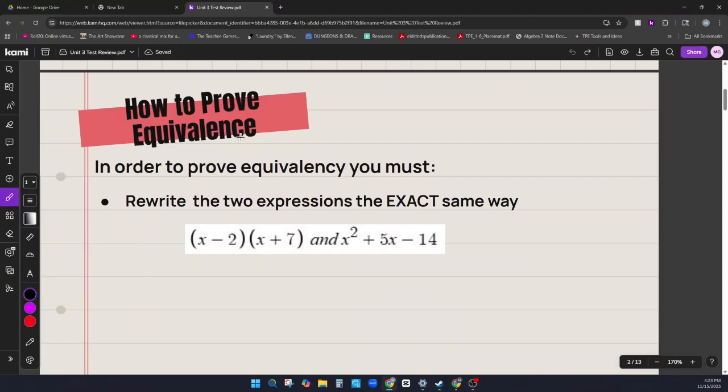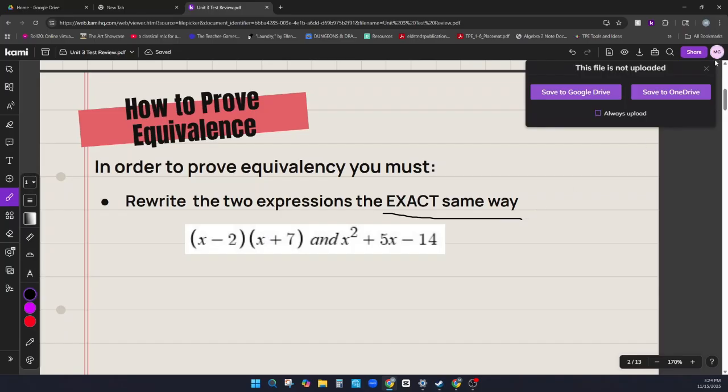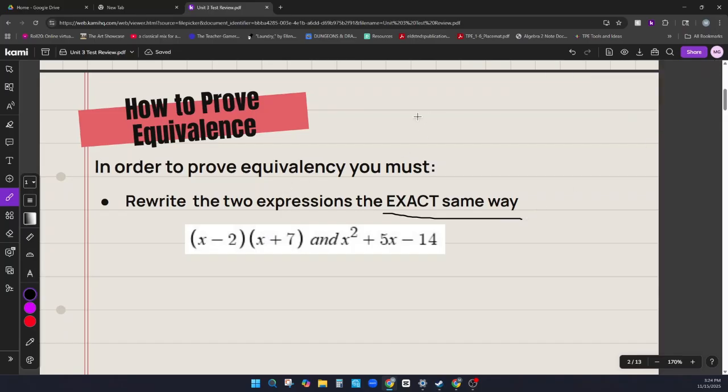We talked about equivalence very early in this section. It was the first unit we went over. In order for things to be equal, they need to be represented or simplified the exact same way on both sides. So you're going to try and manipulate both sides by either factoring, simplifying, or expanding in order to try and make these expressions equivalent to one another.